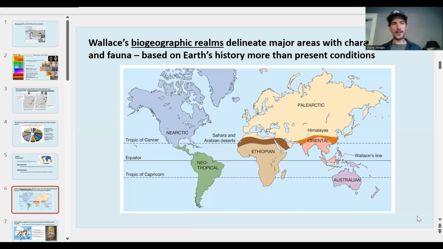But anyway, these are Wallace's biogeographic realms, and they do somewhat accurately reflect the fact that the flora and fauna that occurs around the equator is not terribly different from one location to the next, although there might be some succinct differences, say, between the neotropical and the Ethiopian, or the Nearctic and the Palearctic. But the diversification of lineages seems to be responding to these different patterns in the distribution of these geographic areas.